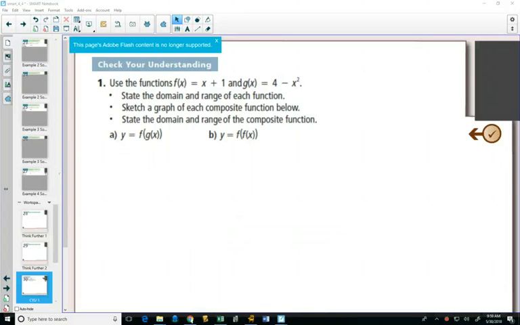In example 1, we're given two functions, f of x, which I'm going to underline in green, and g of x, which I'm going to underline in blue. And it says state the domain and range of each function. So something that we've gotten really good at this year is graphing. We've done lots and lots of stuff with graphing.